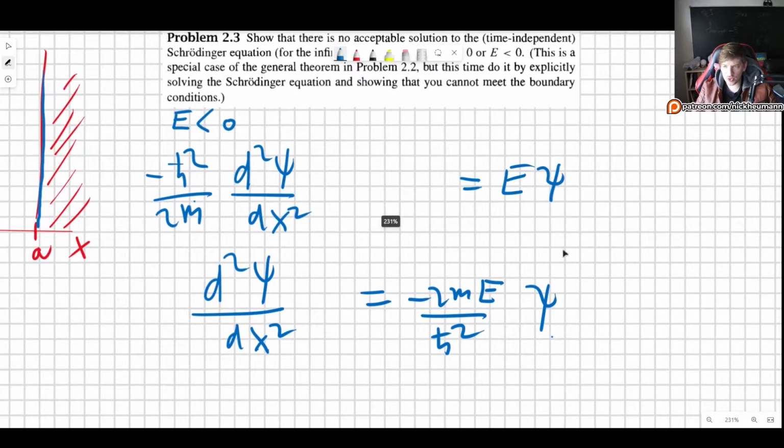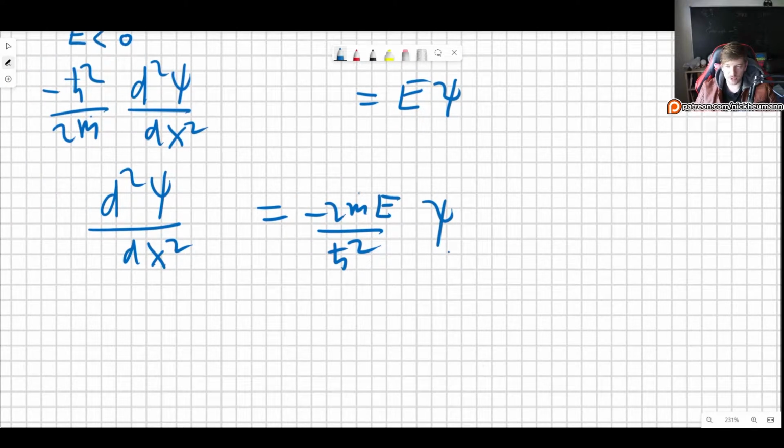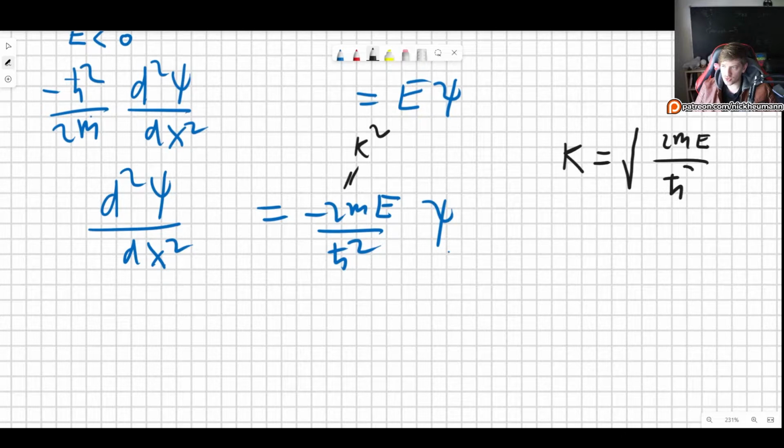And because I don't want to have to write down these bunch of constants all the time, let's define a new constant. Let's say k is going to be the square root, so that this thing will be k squared, of 2mE over h bar squared. And now the question is, and this is where students make tons of mistakes, do we include the minus sign or not?